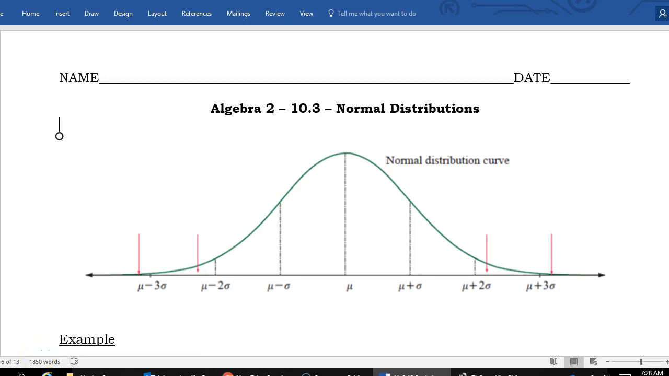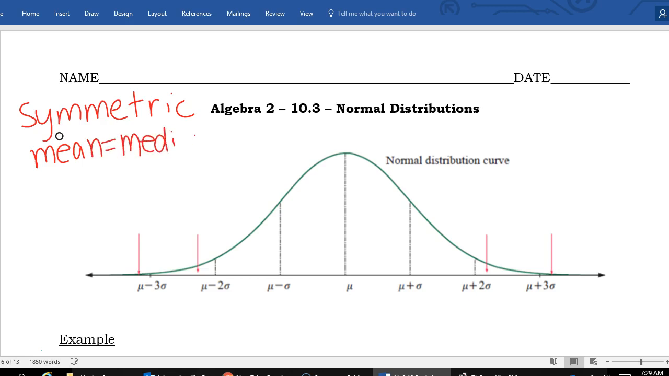This is Algebra 2, Lesson 10.3, Normal Distributions. So the graph image that we're looking at is called a normal distribution. You should notice that it is symmetric. The left side and the right side are exactly the same distribution. What that is actually meaning is that the mean and the median and the mode are all right in the center.